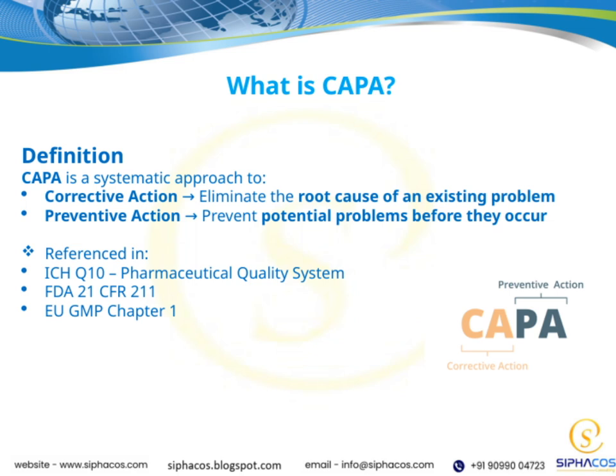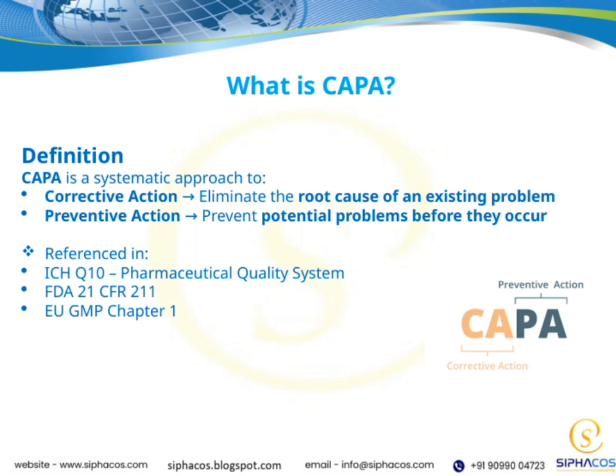On the other hand, preventive action is all about looking ahead. It involves identifying potential problems before they occur and taking steps to prevent them. This proactive approach is essential for maintaining high quality and compliance in our processes.